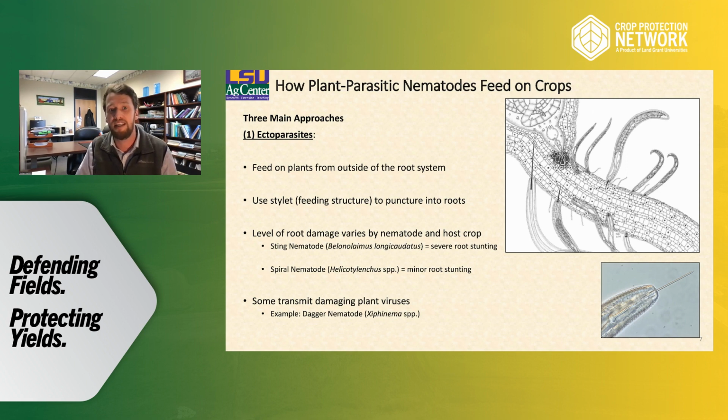For instance, the sting nematode, Belonolaimus longicaudatus, causes severe root stunting, even at very low population densities, whereas the spiral nematode, Helicotylenchus species, only causes minor root stunting. Another thing I want to emphasize is a lot of these ectoparasites may not be that damaging directly due to their feeding, but they might be damaging because they vector other issues, such as plant viruses. An example of that would be the dagger nematode, Xiphinema species.